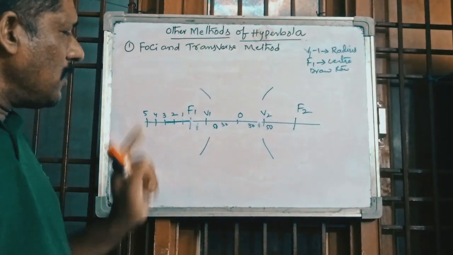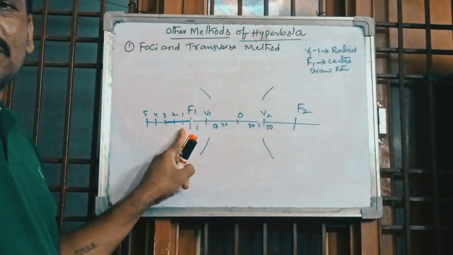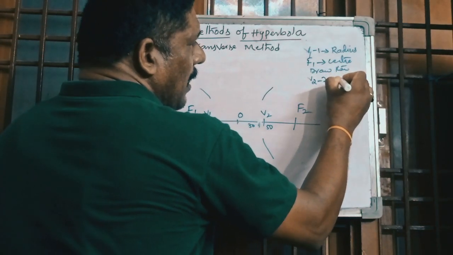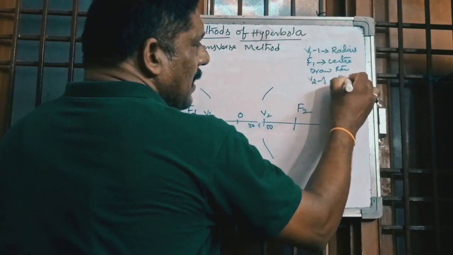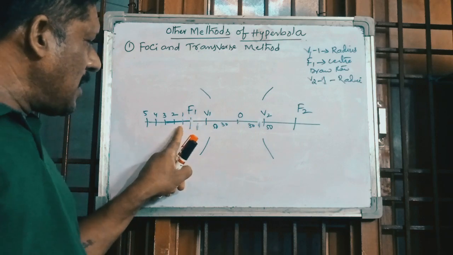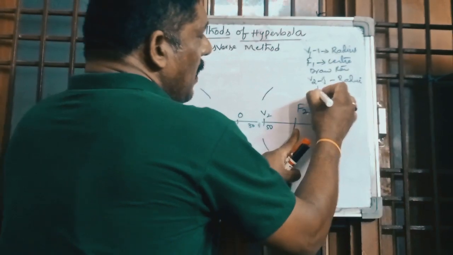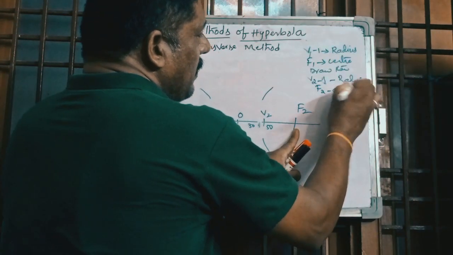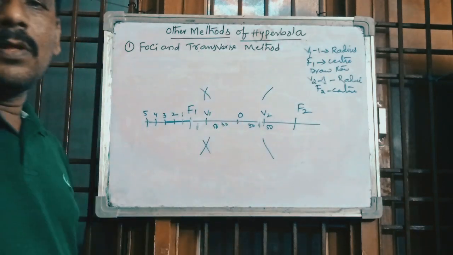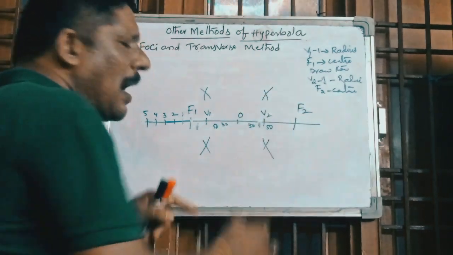And for cutting these arcs, V2 to 1 is the radius. V2 to 1 is the radius, and F2 is the center, and cut this arc. With the same radius, F1 is the center, cut the arc on the opposite side.